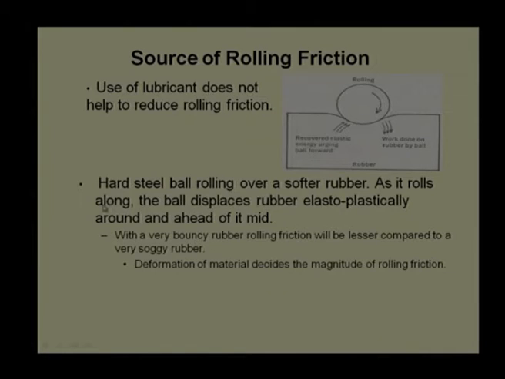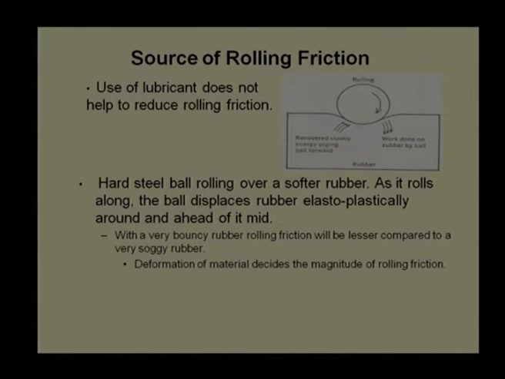So, this is what we will mention here: hard steel rolling over soft rubber, as it rolls along, the ball deforms the rubber elastoplastically around it. If I assume only elastic deformation, then it will regain its perfect shape. However, if I assume elastoplastic behavior, then there will be permanent deformation on the rubber material. For simplicity, we generally assume the applied load is much lower than that which can cause plastic deformation. Now, it depends on the behavior of the material, whether it is a bouncy rubber.